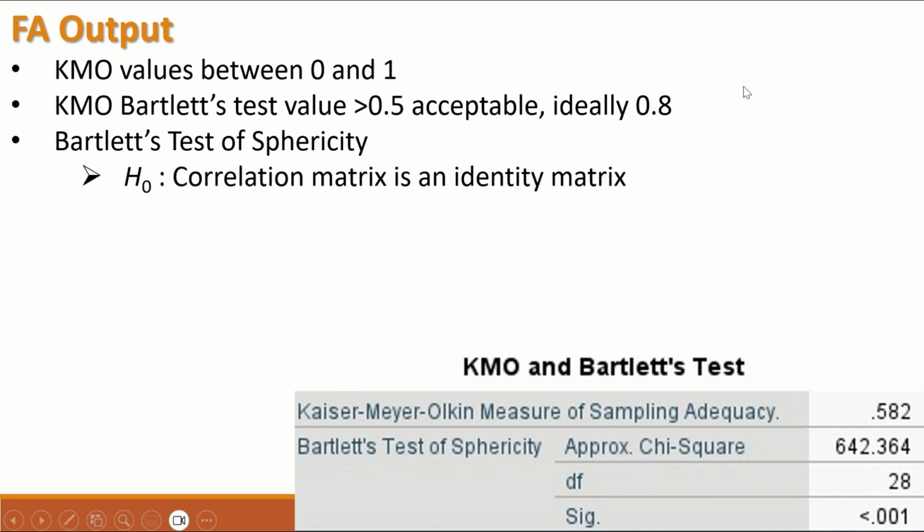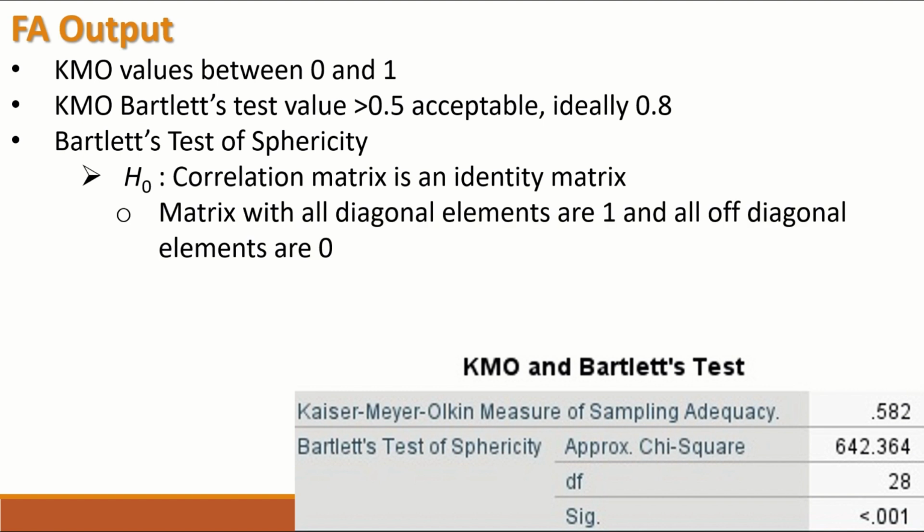And Bartlett's test of sphericity is a test of whether the correlation matrix is an identity matrix. The identity matrix is the matrix with all diagonal elements equal to 1 and all off-diagonal elements equal to 0. Then reject the null hypothesis if the p-value is less than 0.05. So we need to have the p-value here less than 0.05 and the KMO value greater than 0.5.